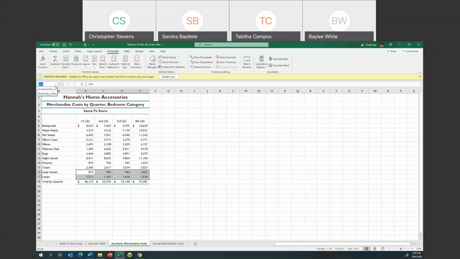All right, what I want you to do is type in lighting cost. Lighting, underscore, cost. L I G H T I N G, underscore cost. And then press enter. So those are three ways that you can define names very easily.